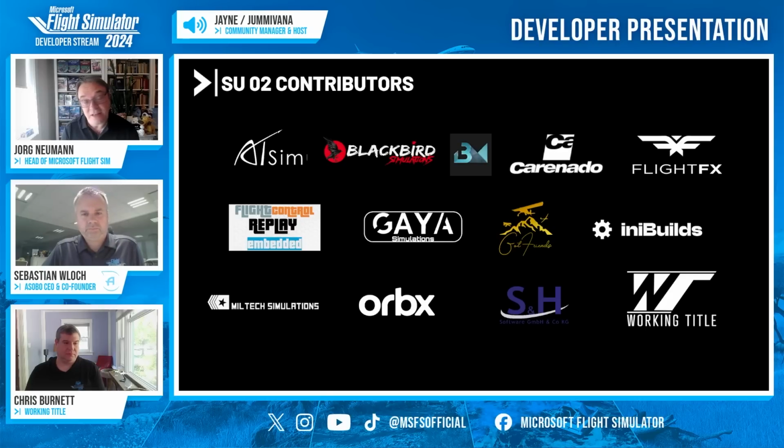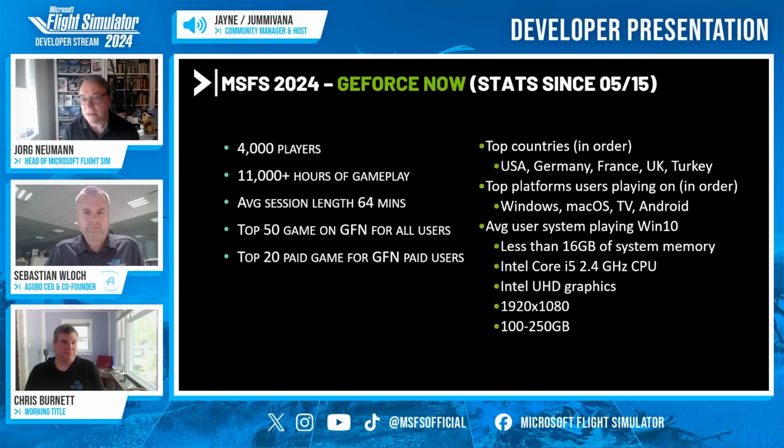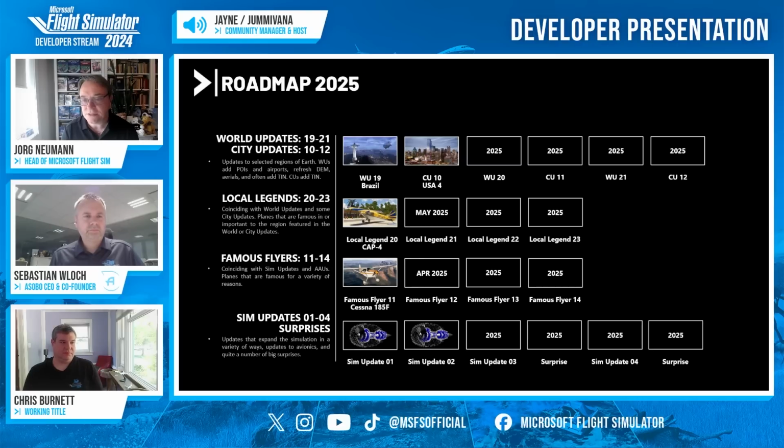Then I wanted to thank all the contributing teams. Obviously, Asobo, huge team, pushing hard. Working Title pushing hard, and there are other contributing companies that are making Sim Update 2 what it is. Then, just in case you missed it, we actually did launch this last week on GeForce Now, which is kind of cool. If you ever tried the service, it helps you with frame rate and things like that. Interesting stats, just wanted to share it with you guys.